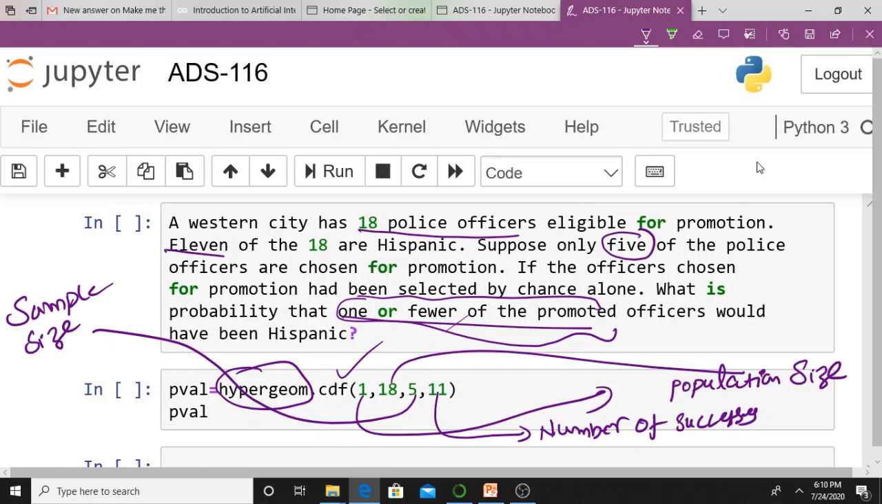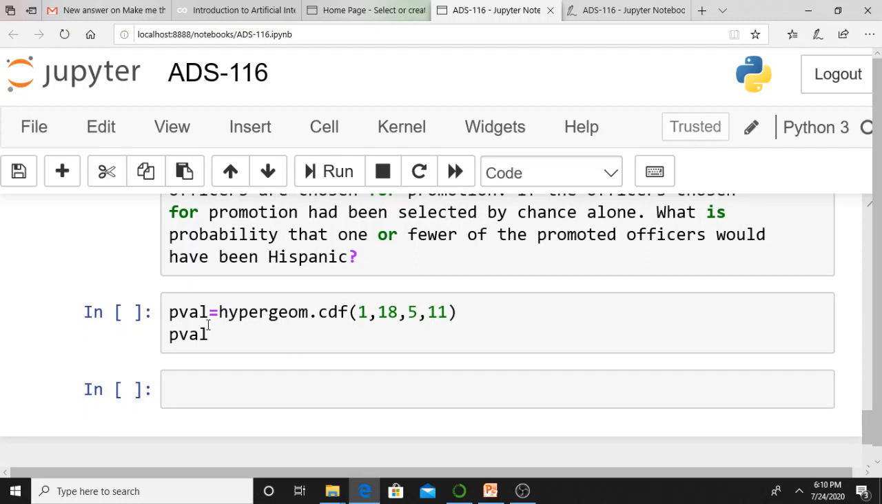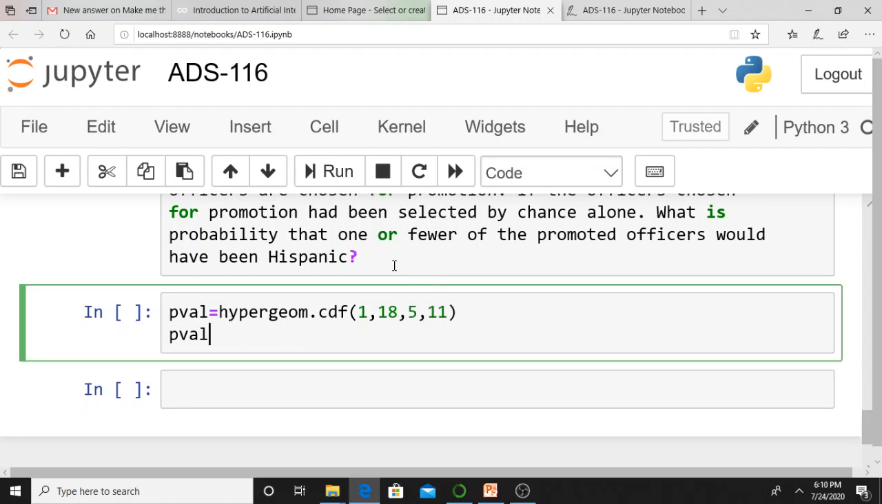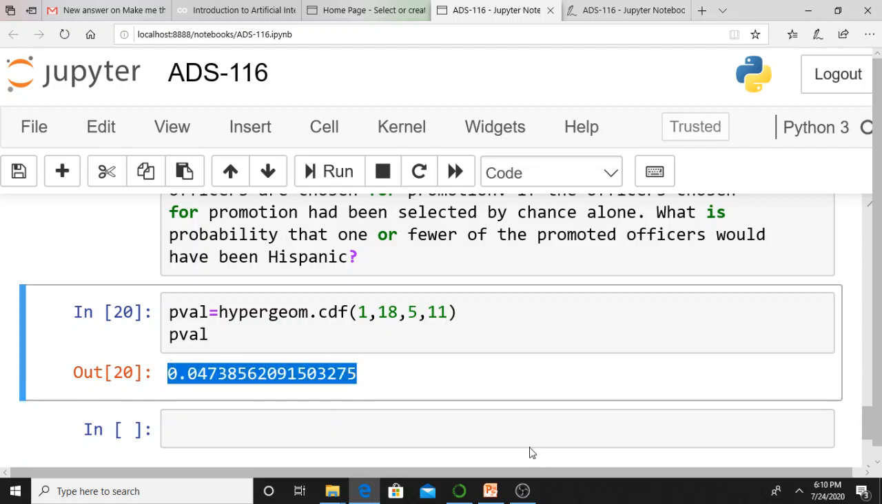I am storing it in a variable known as p-val so that you will get the desired output. Just see: p-val equals hypergeom.cdf of 1 comma 18 comma 5 comma 11. What is the probability? 0.04738562. This is the required probability.